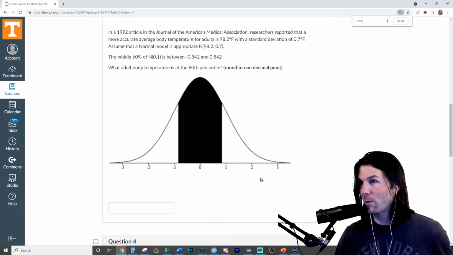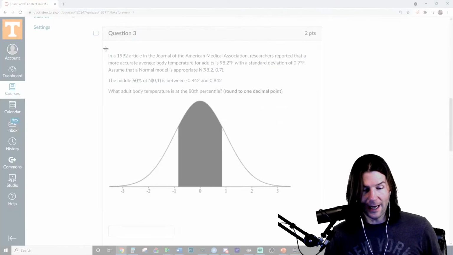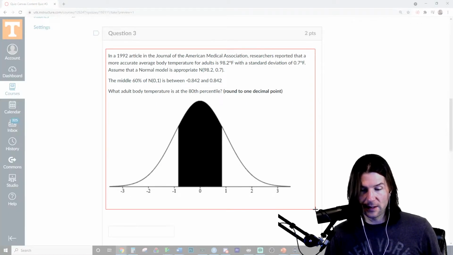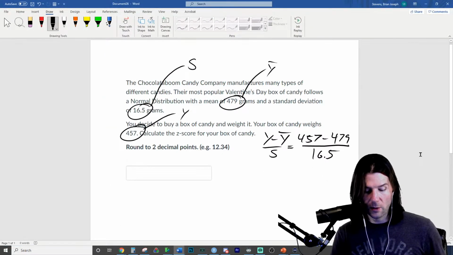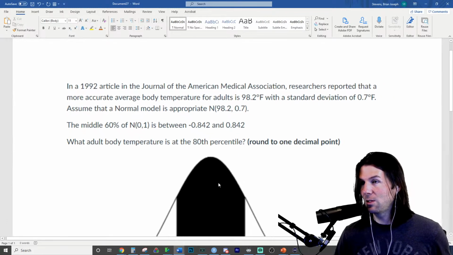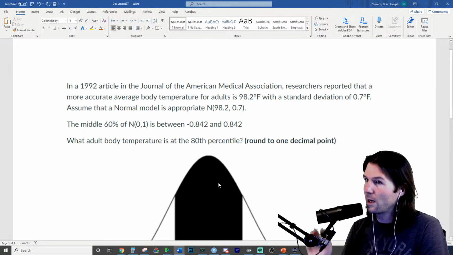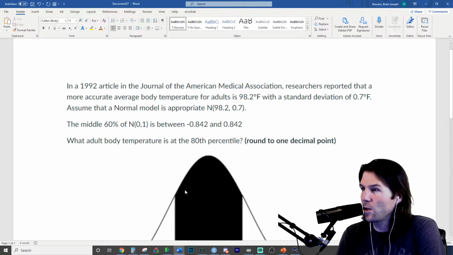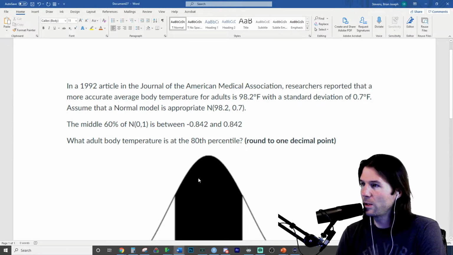People say, how are we going to test these on the test? A very common question is, with these applet pictures, how would you test this on the test? Because you will use the applets for assignments. So this shows you what a test question could look like. In 1992, in the Journal of American Medical Association, researchers reported that a most accurate average body temperature was 98.2, because we usually think it's 98.6, with a standard deviation of 0.7, making the model normally distributed.